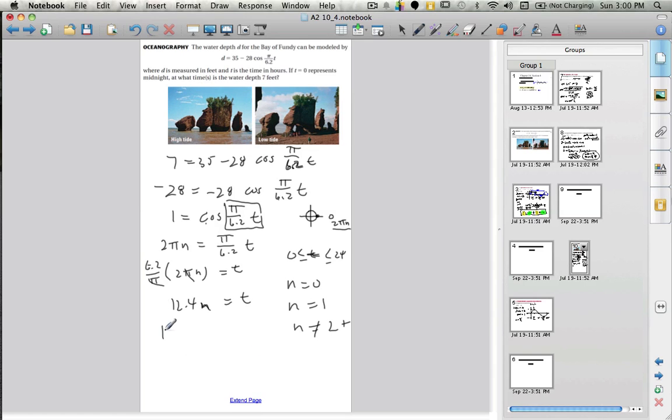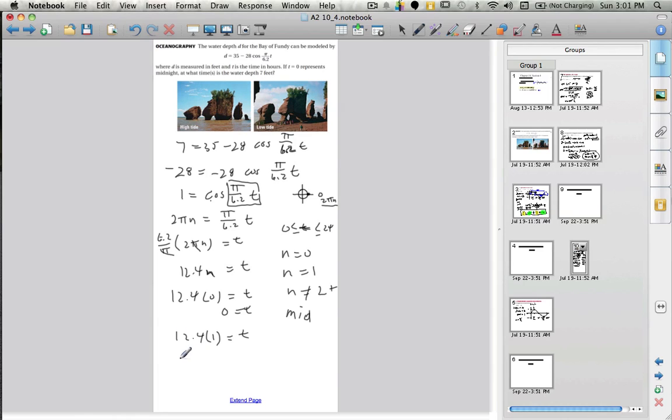Okay, so if we look at that when n is 0, time is 0, so that's midnight, one of my solutions. And when n is 1, I'll have 12.4 times 1 is equal to t. So that's 12 hours. And then I have to convert 0.4 into minutes. Well, 0.4 times 60 minutes is 24 minutes, 12:24 p.m. All right, and there we go, midnight and 12:24 p.m.